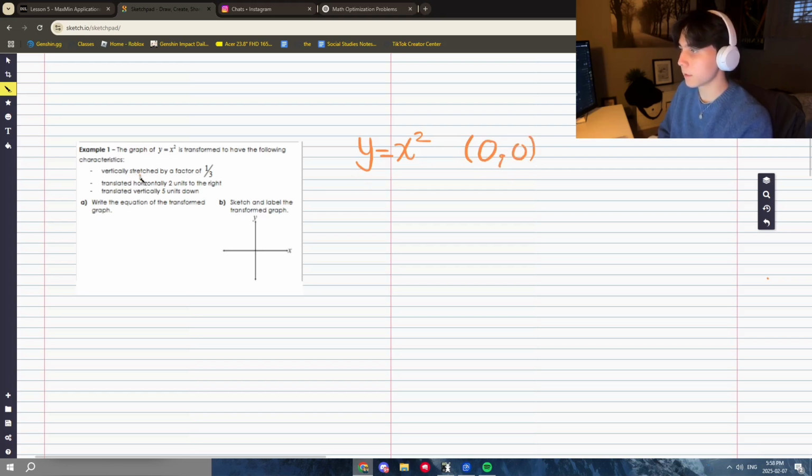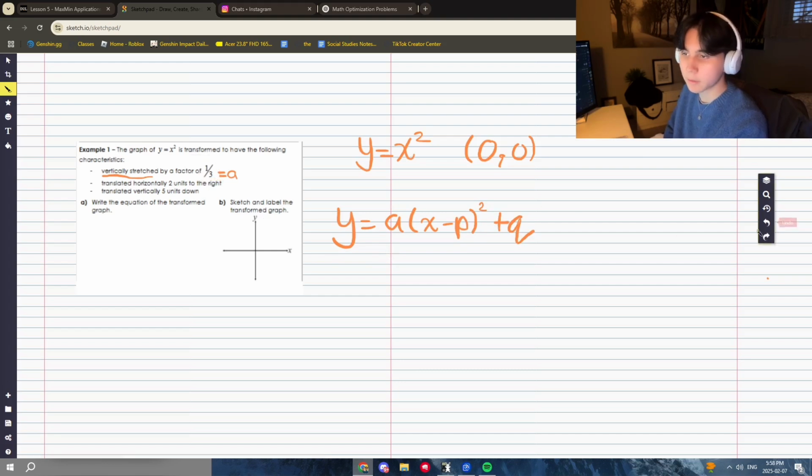First thing to consider here is whenever we're talking about vertically being stretched, that is an indicator that it represents our a value. Because the a value is responsible for the shape of the graph, so that means in our equation y equals a times (x minus p) squared plus q, our a is going to be 1 over 3. So we can just plug that in.